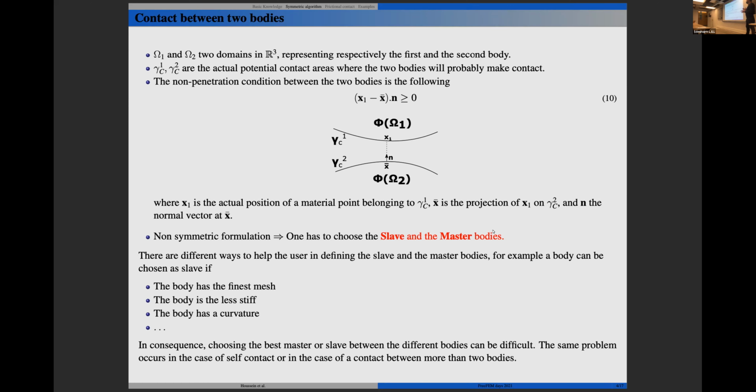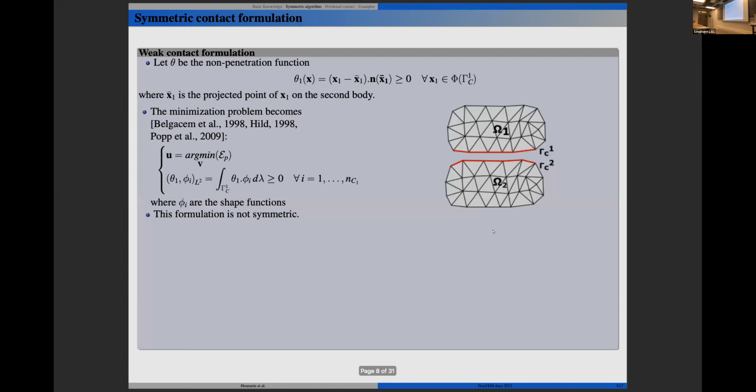Hence, the need to develop a symmetric formulation or a symmetric algorithm in order to not distinguish anymore between a slave body and a master body. Therefore, the user does not choose a slave and a master anymore. Yes, we developed several formulations to make a symmetric formulation, a symmetric algorithm. For example, we used the penalty method, but here I will present a simpler method.